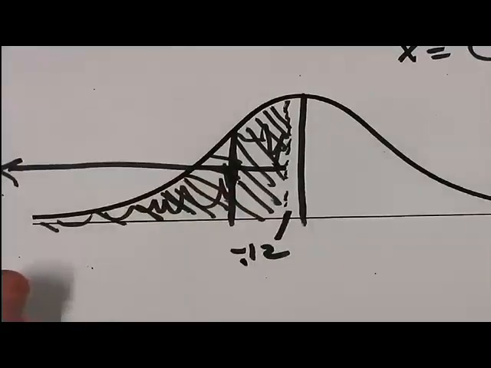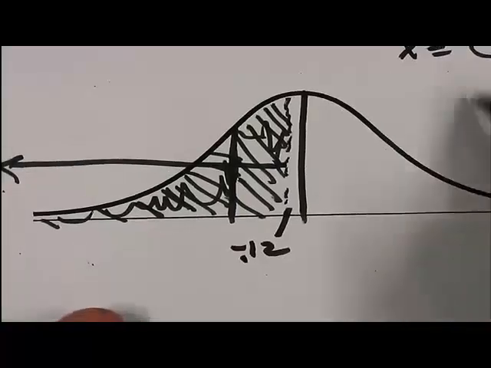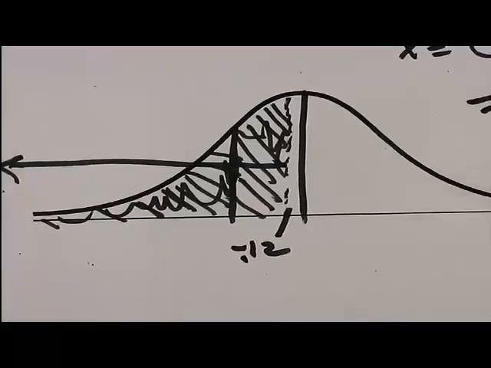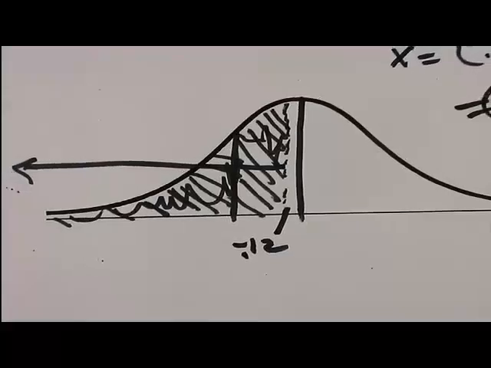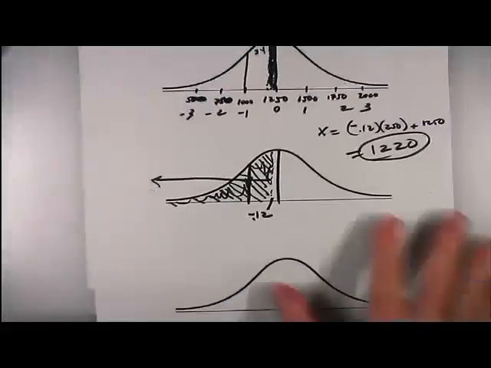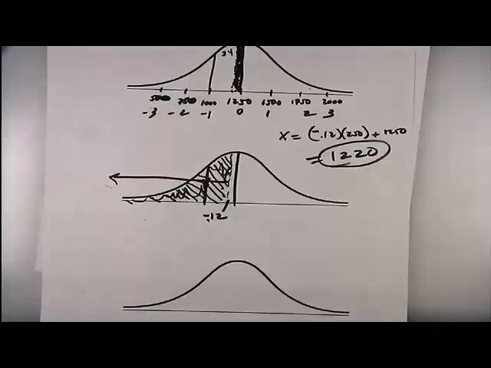So negative 0.12 times 250 plus 1250. It looks to me like if I get 1,220 points, I get to pass the class. If I get 1,219, I ain't passing. So if I'm looking at what I need to make sure I pass, that's how you figure out what that is.